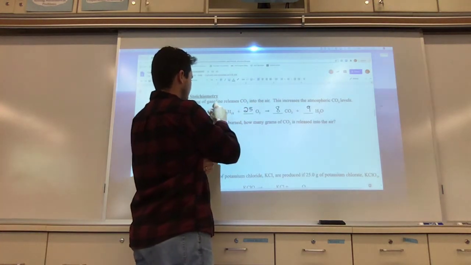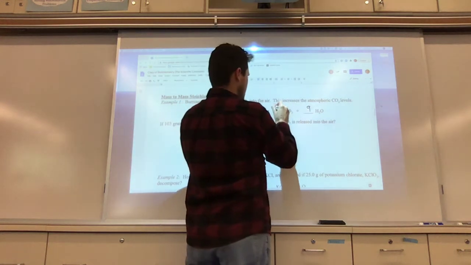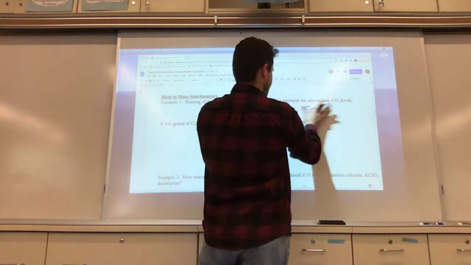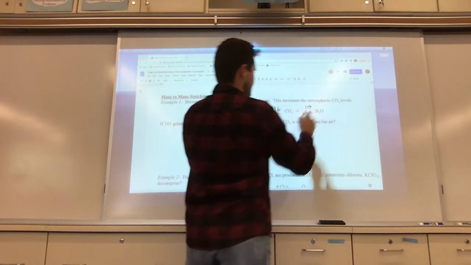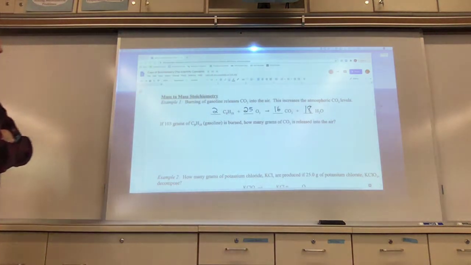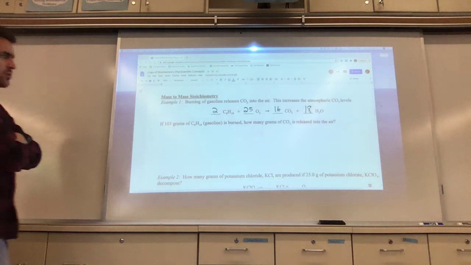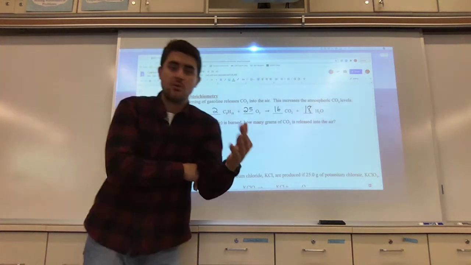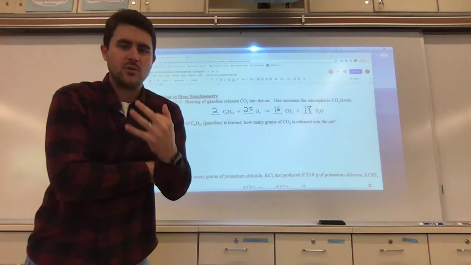So 25, 2, 16, 18. I think that's going to be my balanced equation right there. Let me double check it. Yep, that looks good to me. So this is our balanced equation. This is where our mole-to-mole ratio will come from when I'm doing stoichiometry.